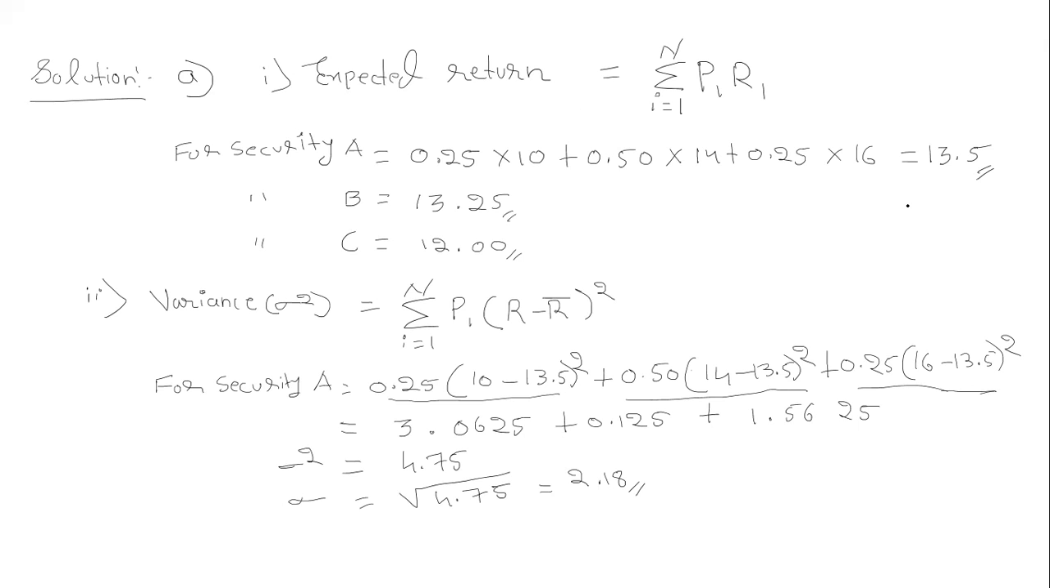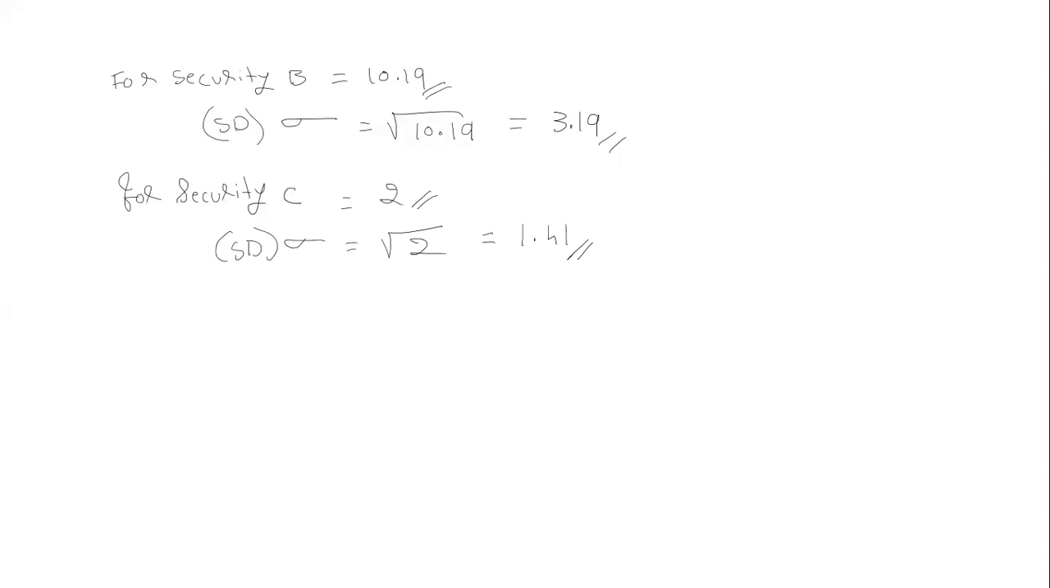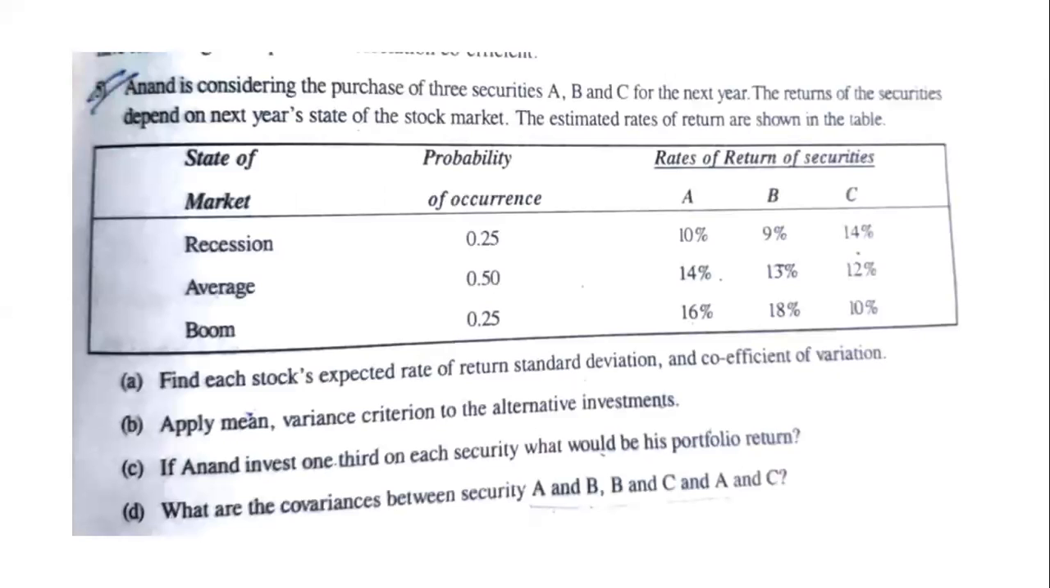When we compare it with the variance, security A is 2.18, security B is 10.19 and security C is 2. So by looking at the variance, security C is preferred, but by looking at the return concept, security A is better compared to all three securities. So now let's solve the question C. We have solved A and B both in one problem itself.